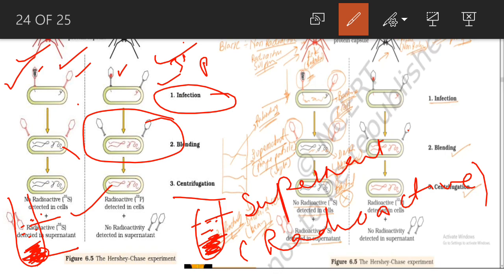So from this it is clear that the DNA, which had radioactively labeled phosphorus, was the genetic material, because it was passed to the new progeny. So this completes the topic, the search for the genetic material. Thank you.